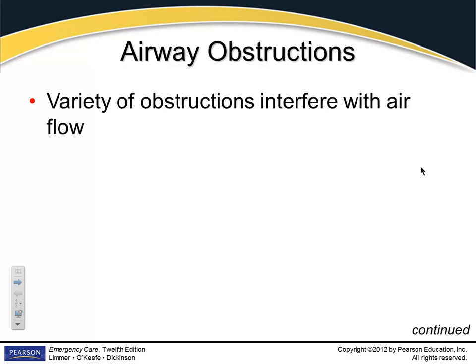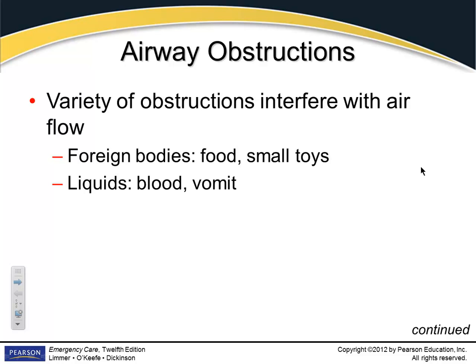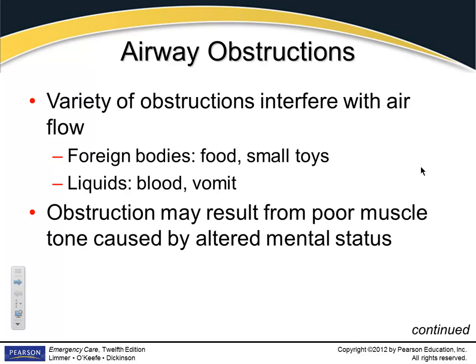Okay, airway obstructions. We talked about this just a minute ago. There can be a variety of reasons or types of things that can interfere with that gas exchange across the alveoli. Foreign bodies, food, inhaled objects, liquids, blood, vomit, mucus. Obstructions may result from poor muscle tone caused by altered mental status. What would that mean? What are we talking about there?